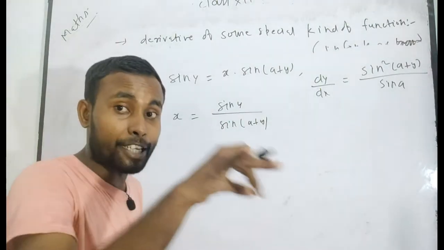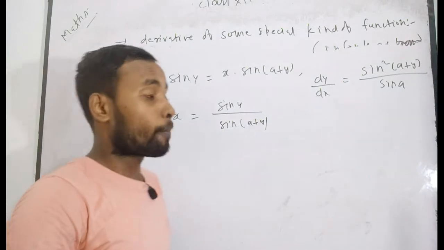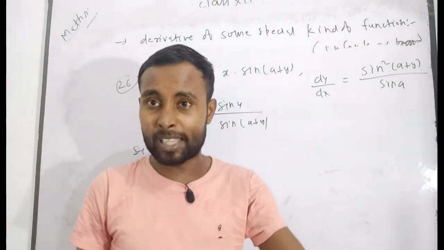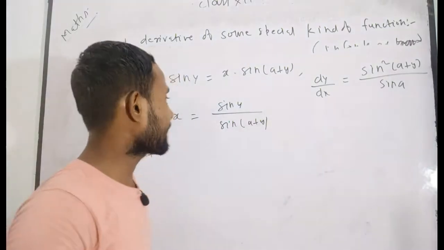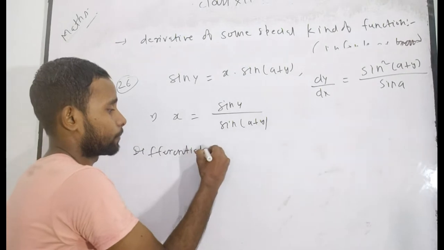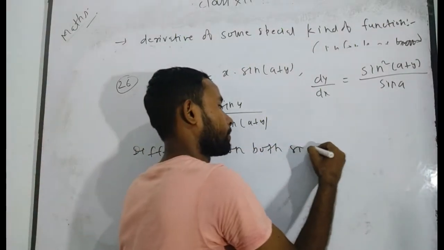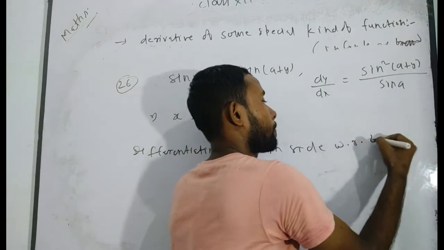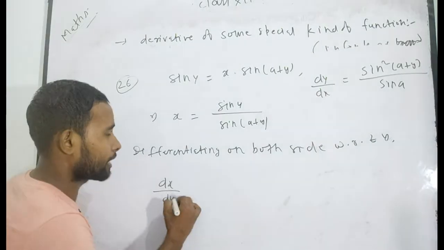Differentiating on both sides with respect to y, write it properly here, or else you will get confused, because mostly students always differentiate on both sides with respect to x. That's why they definitely make a mistake. So differentiate on both sides with respect to y. In that case, you will get dx/dy is equal to.